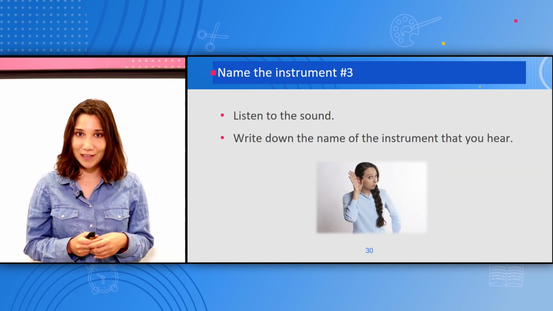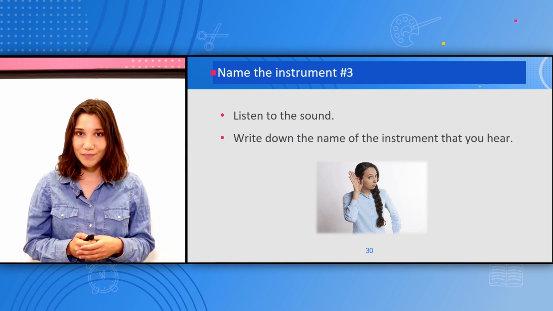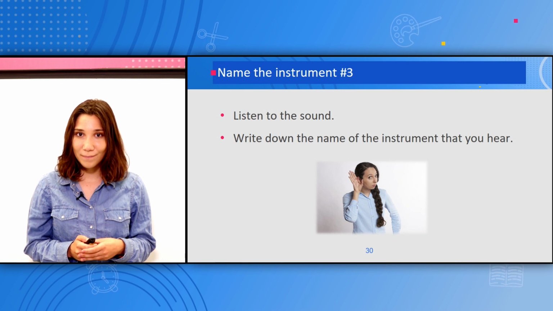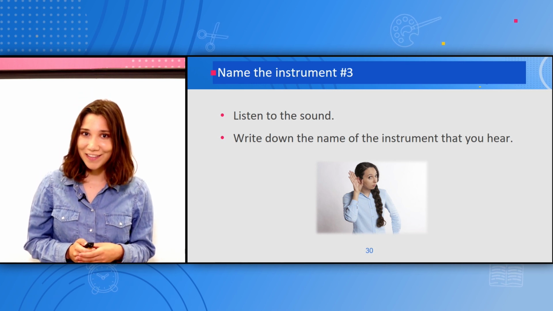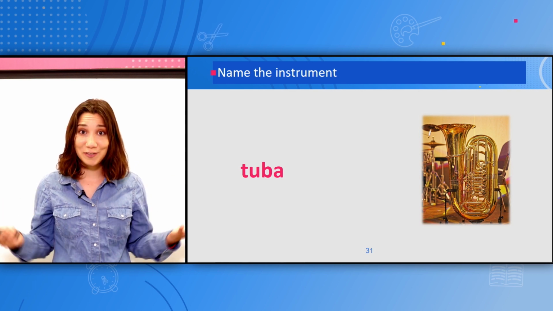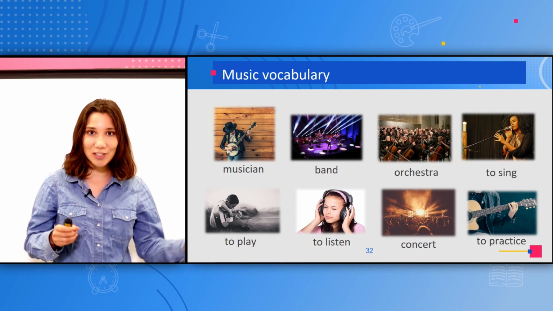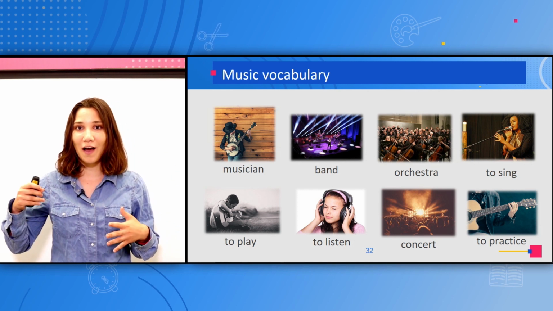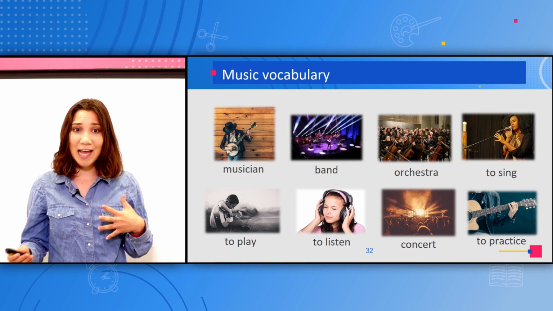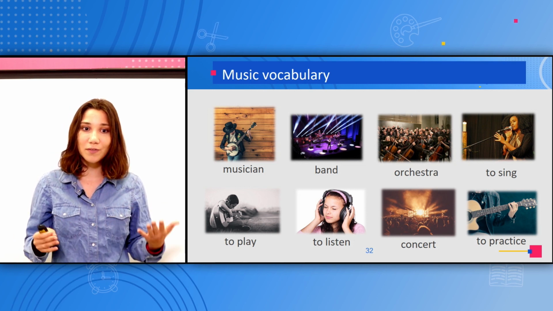Instrument number 3. Listen to the sound and write it down. Got it? Let's see. Our last instrument was the tuba. All right, so we talked about different instruments and we talked about their different instrument families. Now we're going to talk about some words that have to do with music.